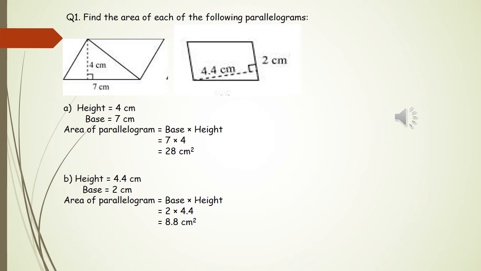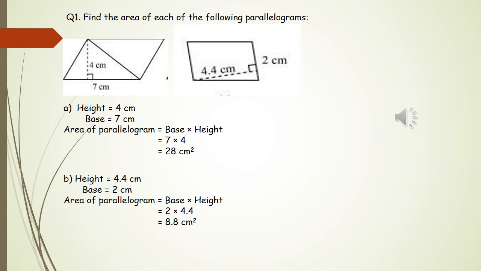Now we will be doing few sums on parallelogram. We have to find out the area of the given two parallelograms separately. In the first figure, the base is given 7 centimeter and the height is given 4 centimeter. And area of parallelogram is equal to base into height. So simply we are multiplying 7 into 4, that is equal to 28 centimeter square.